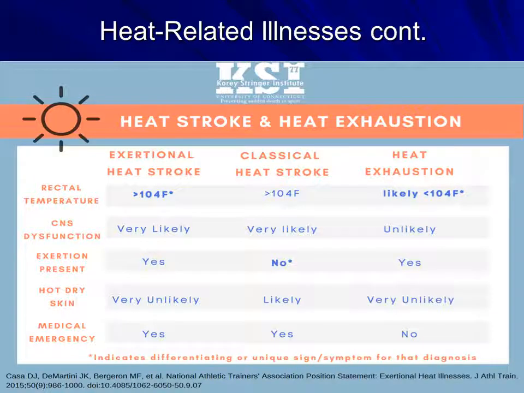Heat stroke can be expanded into 2 classifications: exertional heat stroke and classical heat stroke. Exertional heat stroke occurs in individuals who engage in strenuous physical activities for a long period of time in a hot environment, such as athletics and marching band. Classical heat stroke commonly occurs in sedentary individuals not engaged in activities.